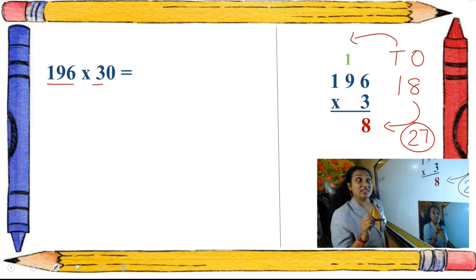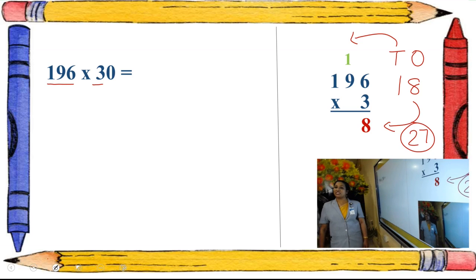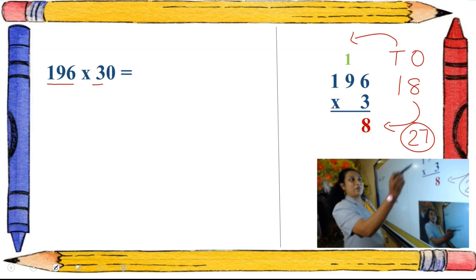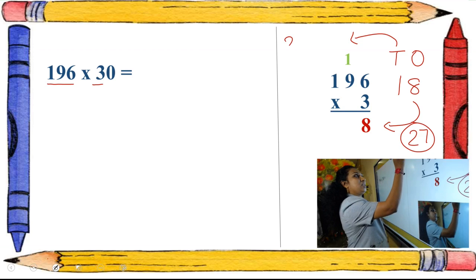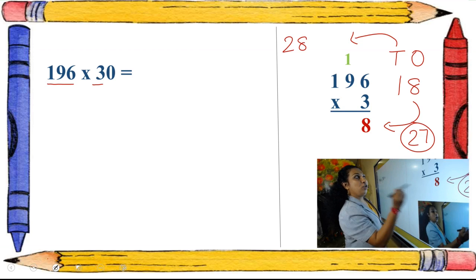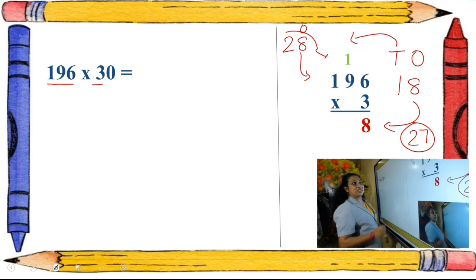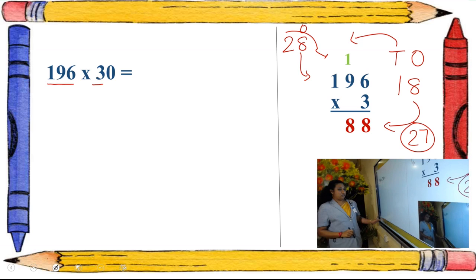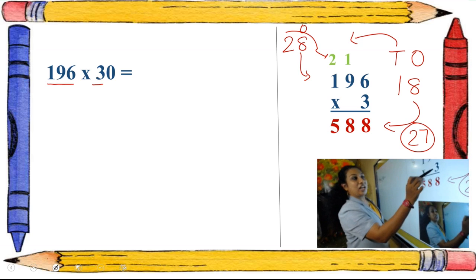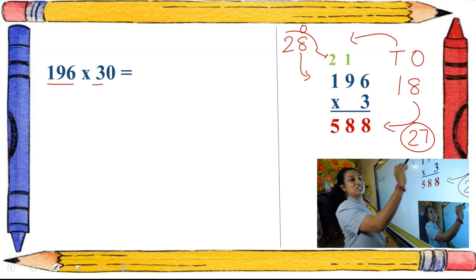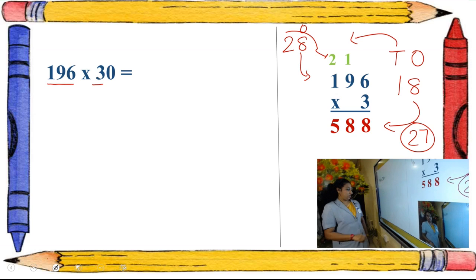But we have a carryover here, isn't it? So what will you do? Just add this carryover with 27. So what will be the answer? 27 plus 1 is 28. So down you will write 8 and 2 in hundreds place. Clear? Now 3 into 1 is 3 plus 2 is 5.